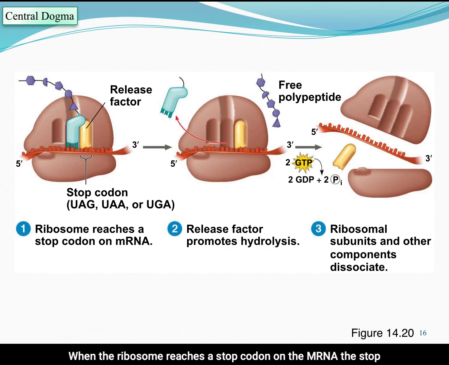When the ribosome reaches a stop codon on the mRNA, the stop codon comes into the A site. The A site now has a release factor that recognizes the polypeptide and releases the empty tRNA. This release factor promotes hydrolysis. Once the polypeptide and the tRNA are released, the ribosomal subunits and the other components of the translational complex are disassociated.